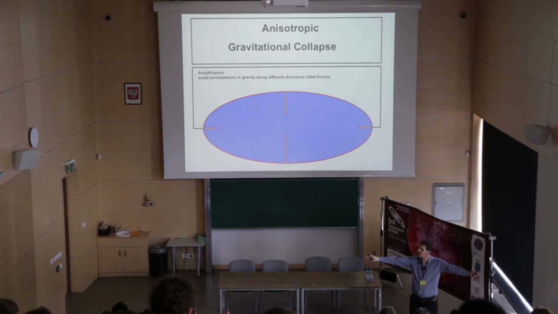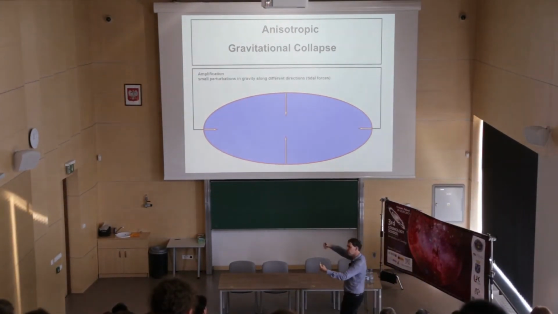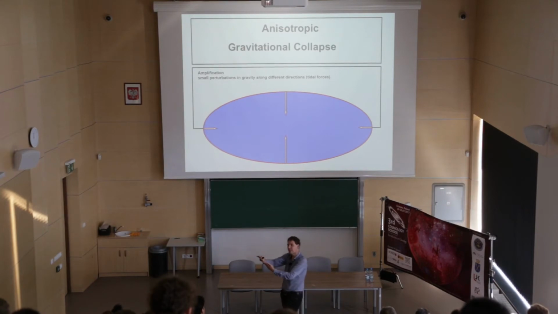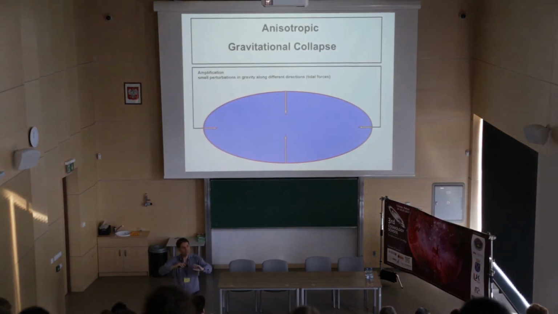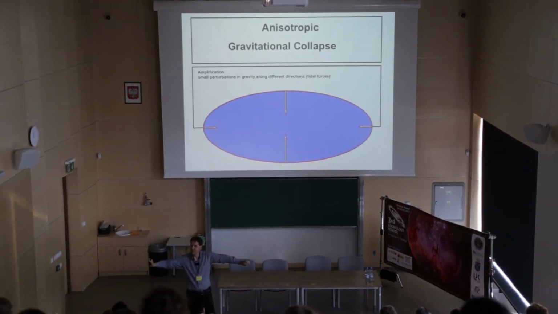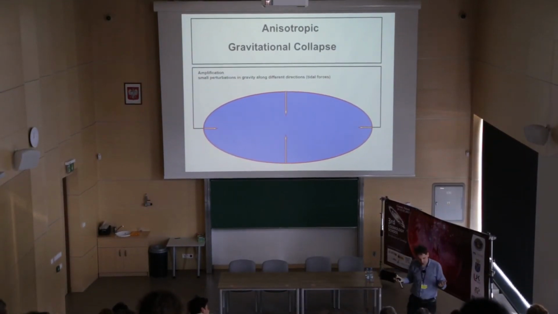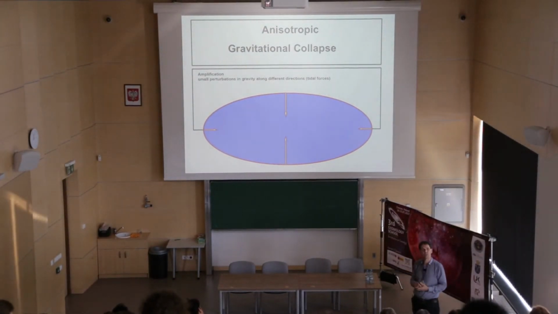So what's the resulting structure? When you get a collapse along the short axis only, you get a flattened disk, a membrane, right? And when it goes on along the second axis, then you get an elongated pipe, a filament. So you see that this anisotropic structure is a natural outcome of the same gravitational instability.